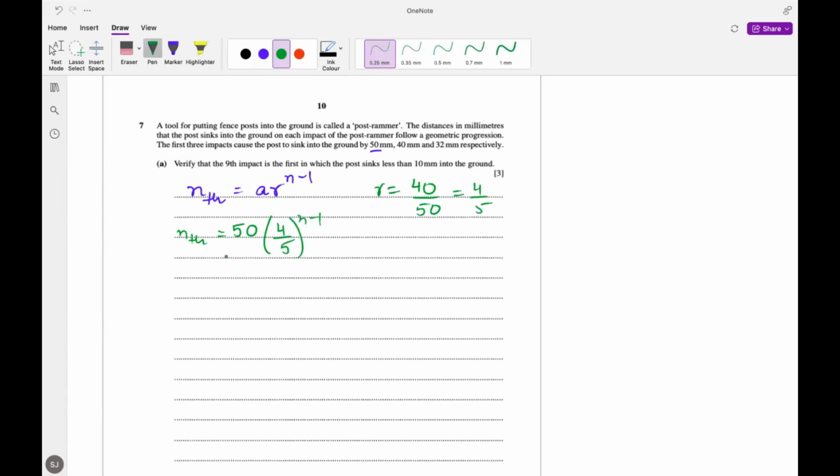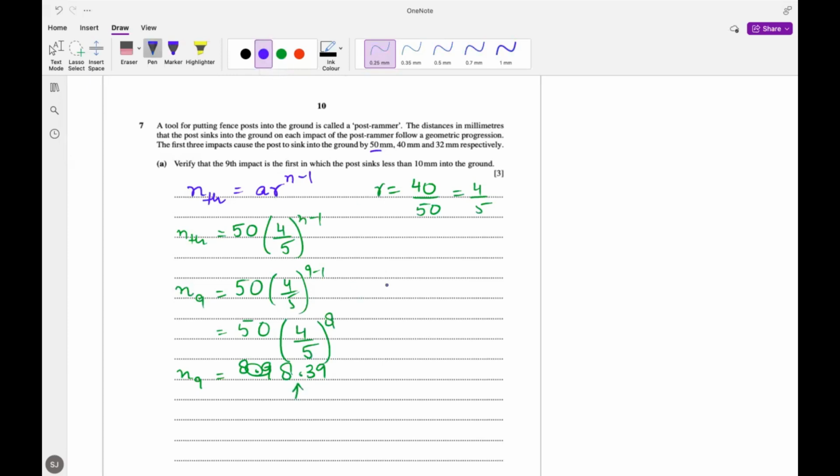As we have to verify for the ninth impact, it means we are finding the ninth term. So the ninth term is 50 into 4 upon 5 to the power 9 minus 1. So this will become 50 into 4 upon 5 to the power 8. Substituting this value into the calculator, this will come out to be 8.39. So basically, we wanted to verify that the ninth impact is the first in which the post sinks less than 10 millimeters into the ground. So this is less than 10.